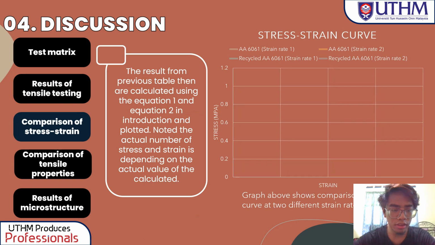Next, we will move to the comparison of the stress strain. The results from the previous table are calculated using equation 1 and equation 2 in the introduction and plotted. Note that the actual number of the stress and strain depends on the actual calculated value. As we can see from the graph, stress versus strain, the components are AA6061 and recycled AA6061 at strain rate 1 and strain rate 2.